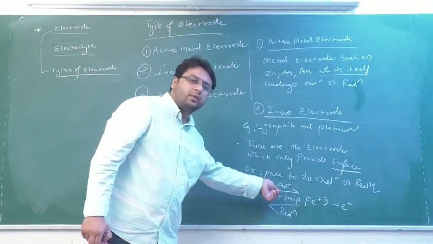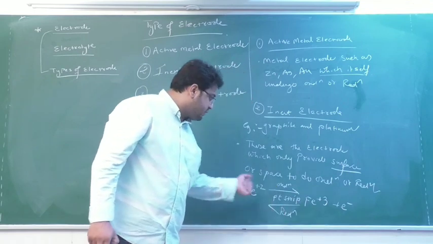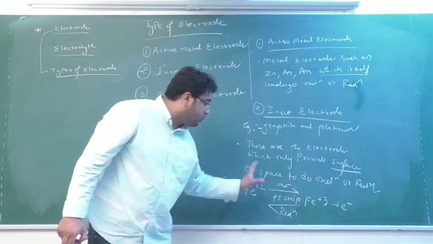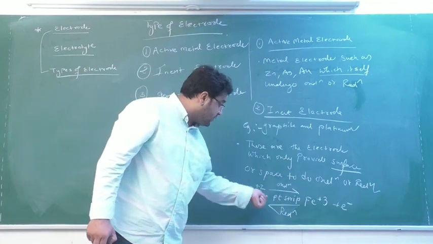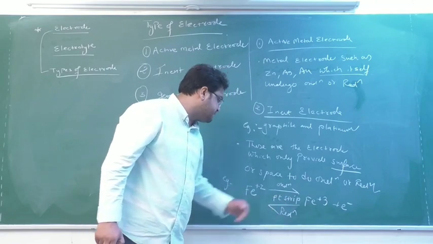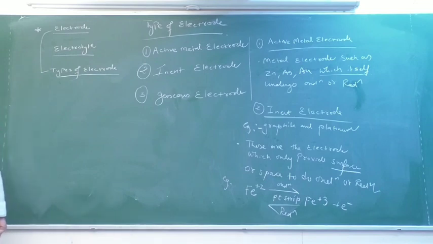If oxidation occurred, Fe2+ will be converted into Fe3+. If reduction occurred, Fe3+ will be converted into Fe2+. Both reactions can occur only on one site, that is the platinum strip. But after the reaction, there is no change in the platinum strip. That's why I say it is an inert electrode. Is this part clear? We're done. Okay, so next.